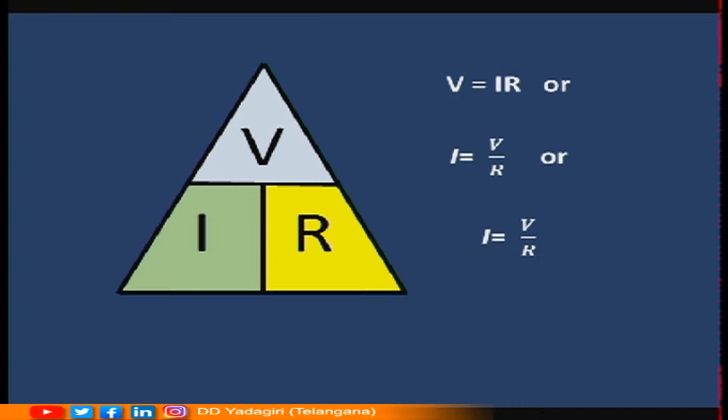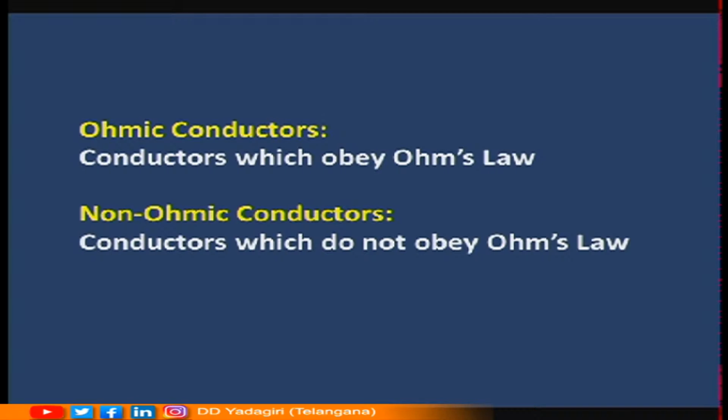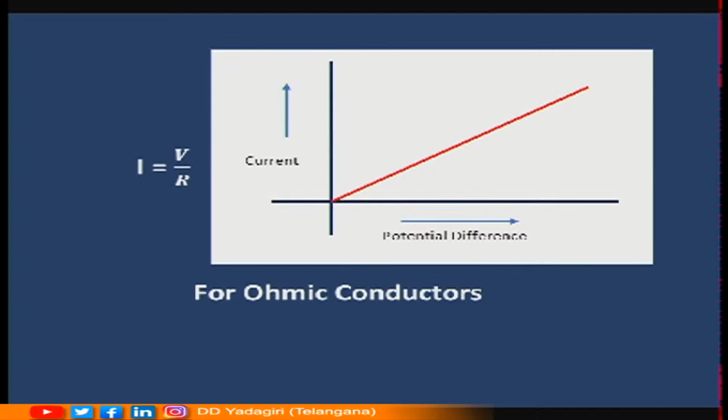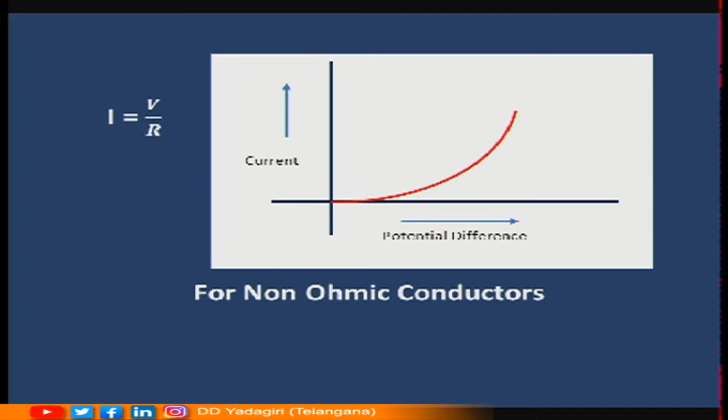With this triangle, you can find out the unknown quantity, and we discussed ohmic conductors which obey Ohm's law, and the conductors which do not obey Ohm's law are called non-ohmic conductors. The graph for current versus potential difference will be a straight line for ohmic conductors, whereas the graph for current versus potential difference is non-linear for non-ohmic conductors.